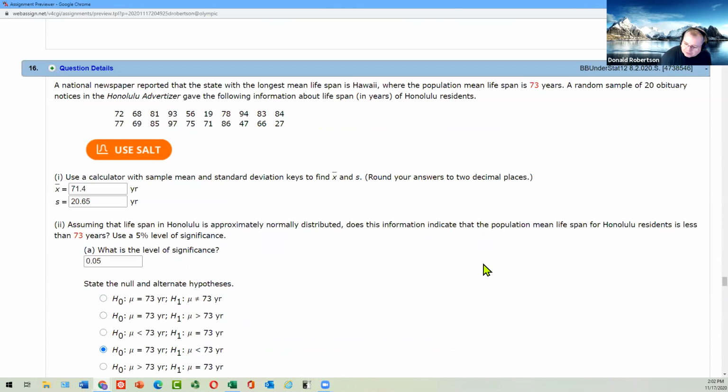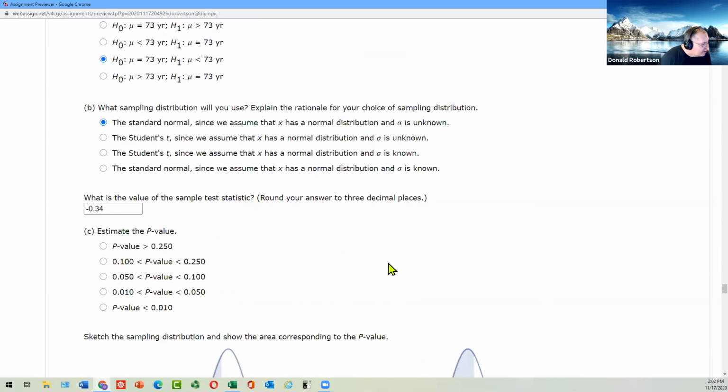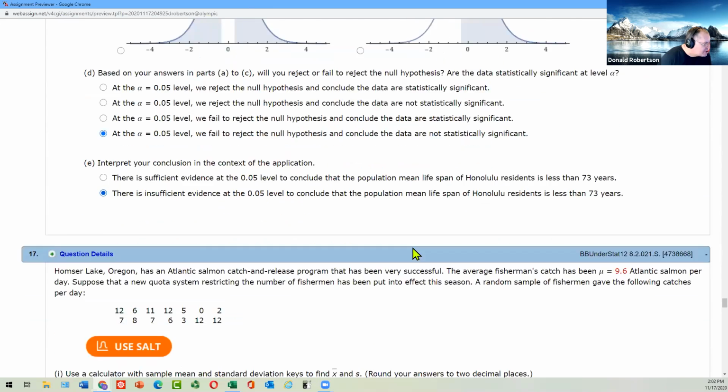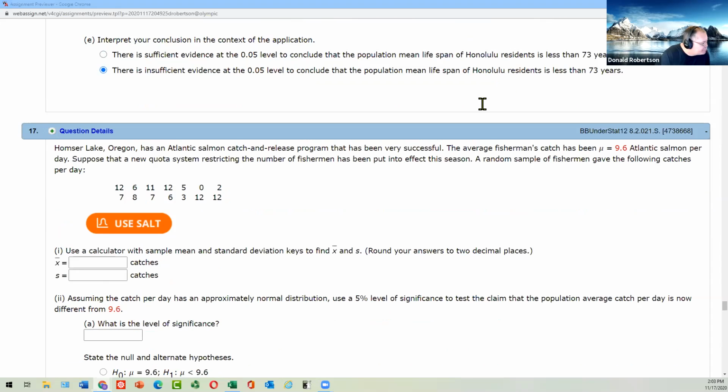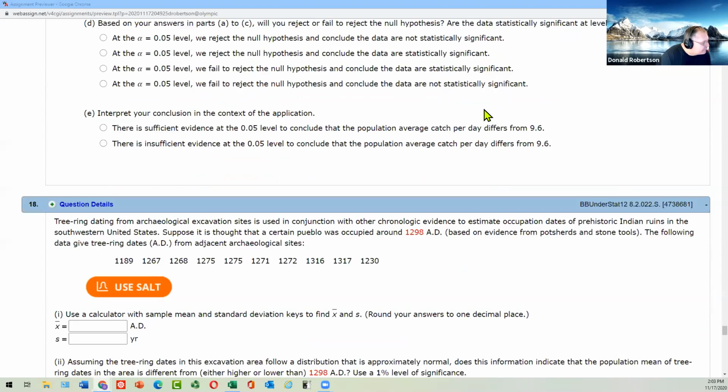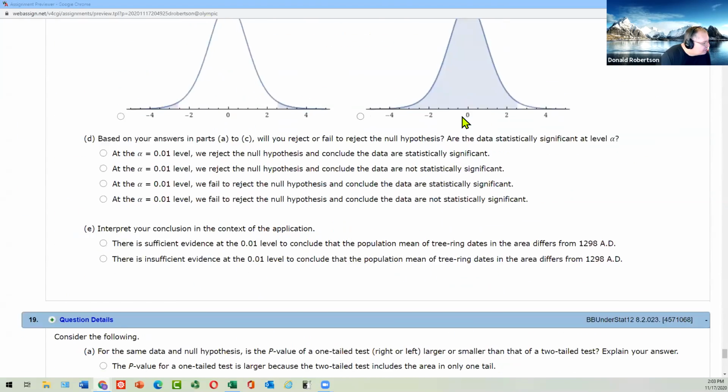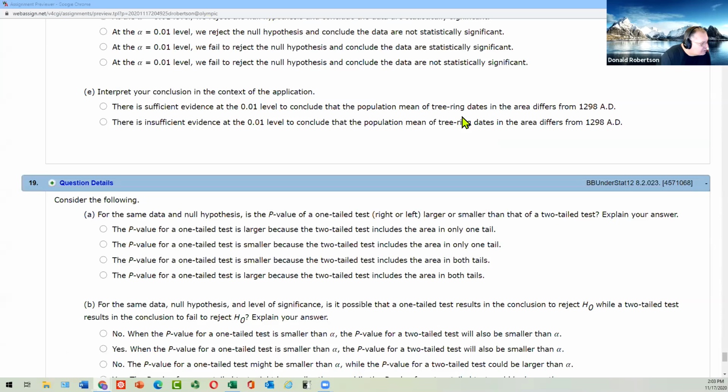Are we comfortable with this question? What we've shown here is that the average life expectancy could be less than 73. We just don't know. Right? There's no evidence to prove it. Tree ring data, not really interested.